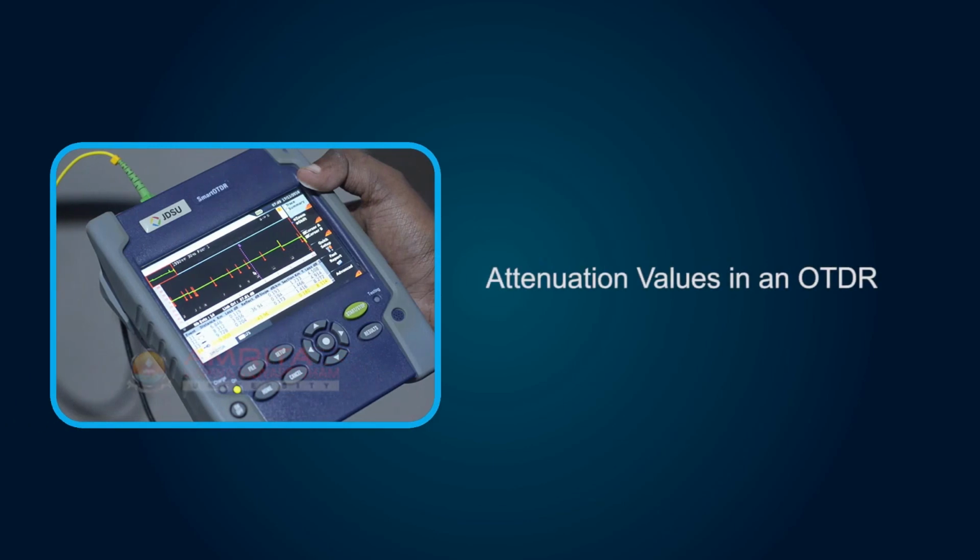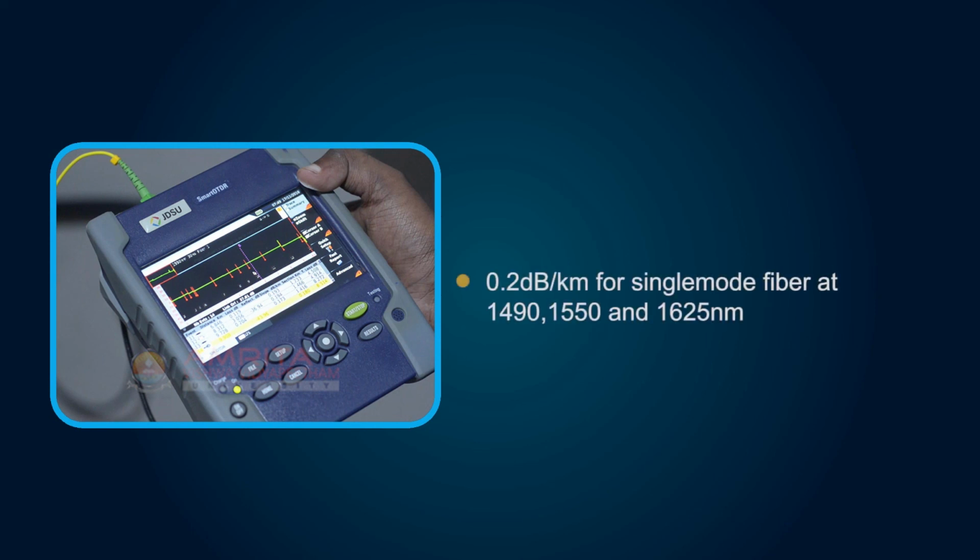Now let's see typical attenuation values in an OTDR. 0.2 decibel per kilometer for single mode fiber at 1490, 1550 and 1625 nm or nanometer. 0.35 decibel per kilometer for single mode fiber at 1310 nanometer or nm. 1 decibel per kilometer for multimode fiber at 1300 nanometer. 3 decibel per kilometer for multimode fiber at 850 nanometer.